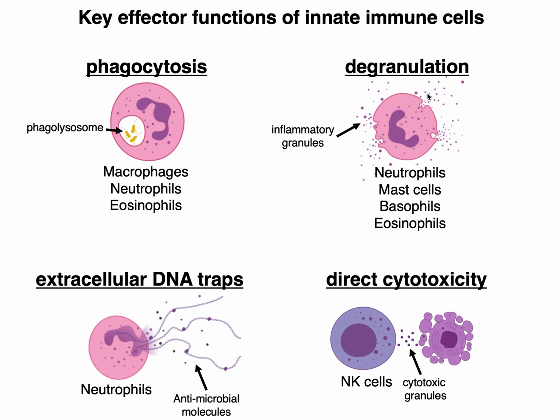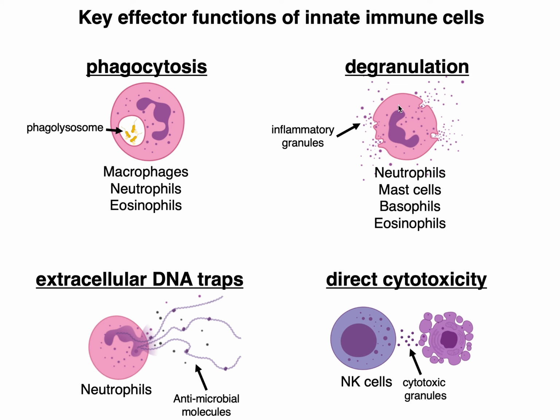Many of these cells, and particularly neutrophils during many inflammatory responses, also contain ready-made inflammatory granules that can then be spit out into the local environment to induce an inflammatory response. These granules have vasoactive peptides that can enhance vasodilation.